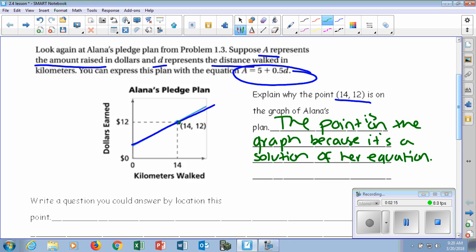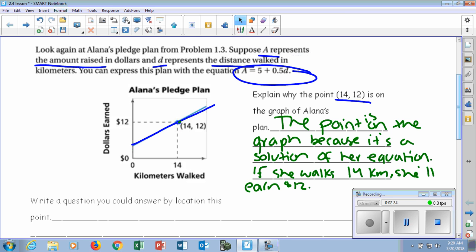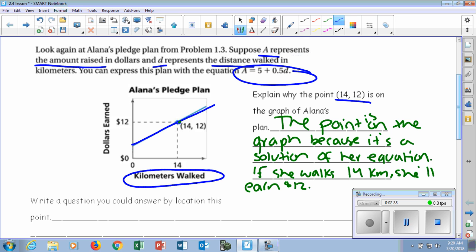So if she walks, this is basically saying if she walks 14 kilometers, she will earn $12. That's how much she'll earn. That's basically what that's saying. Because we know our X is the distance walked, and we know our Y is the dollars, the amount of money earned.